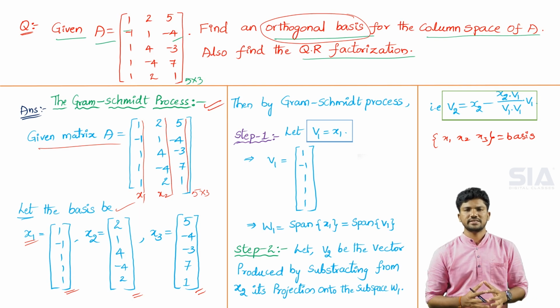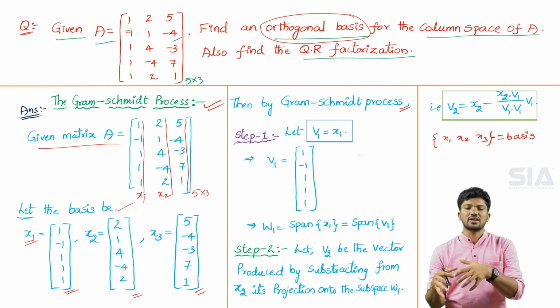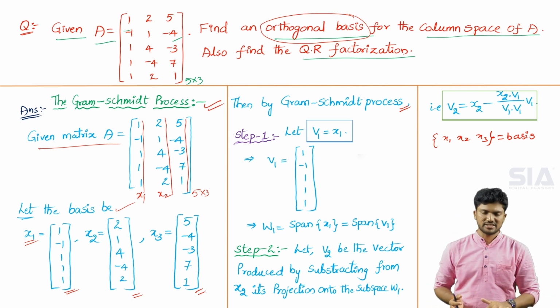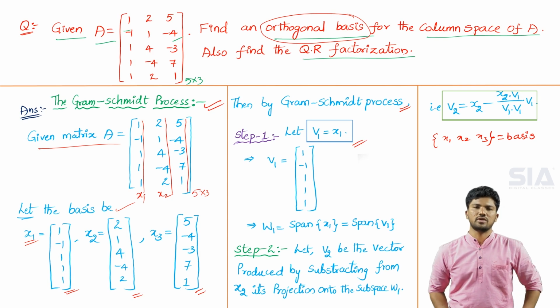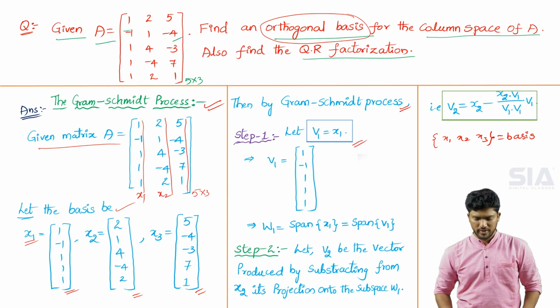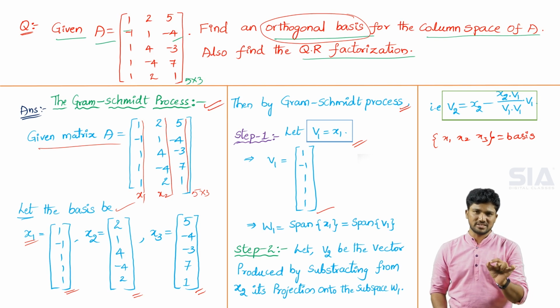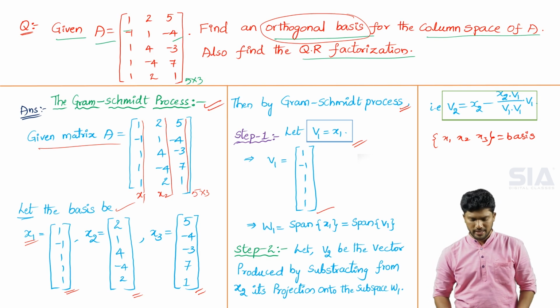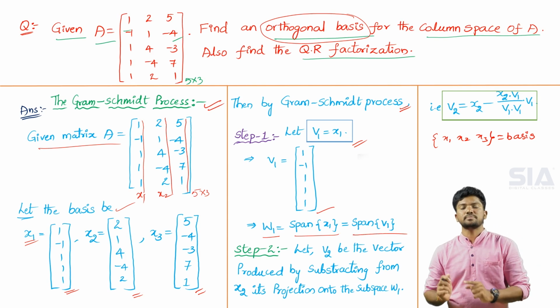After selection of the basis, now by the Gram-Schmidt process we have to find the orthogonal basis. So we can start the process. Step 1: let V1 equal x1. That is the formula, you know very well. So V1 is equal to x1, taken directly as the first orthogonal vector trivially. Therefore W is equal to span of x1, that is equal to span of V1.